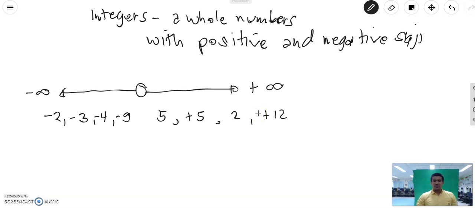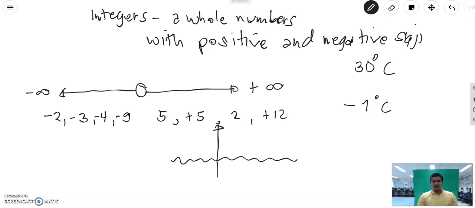Integers also represent temperatures. Sometimes we will have 30 degrees Celsius, and in some cold areas we have negative 1 degree Celsius. Then we also have sea level. So from this one, this is the sea level. Going up is positive, and going down is below sea level. So this one is above sea level, and the other one is below sea level.